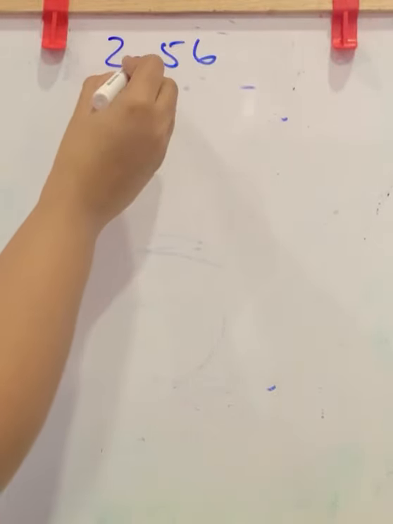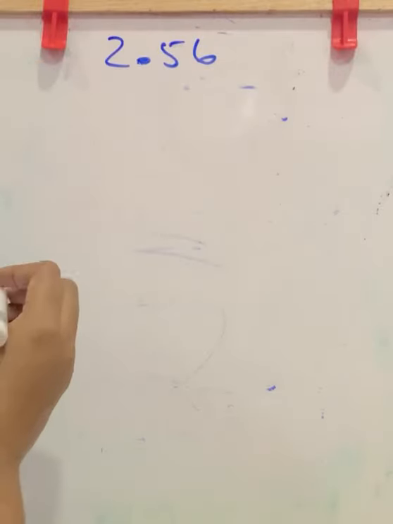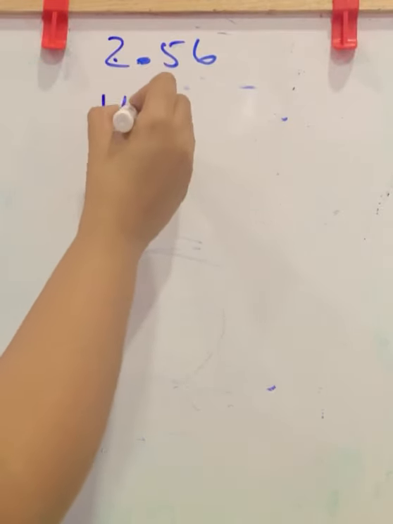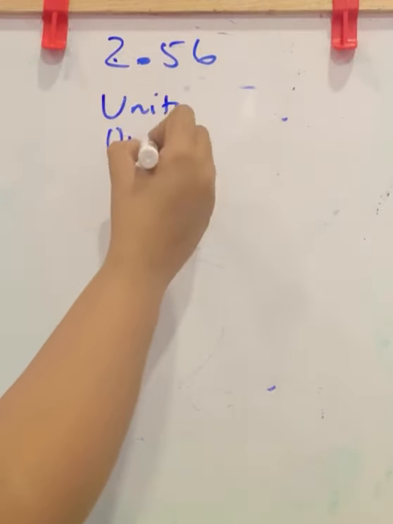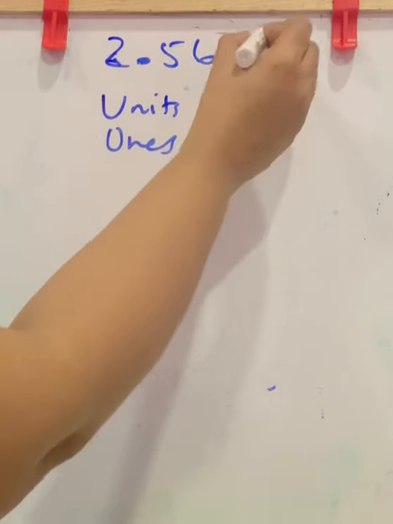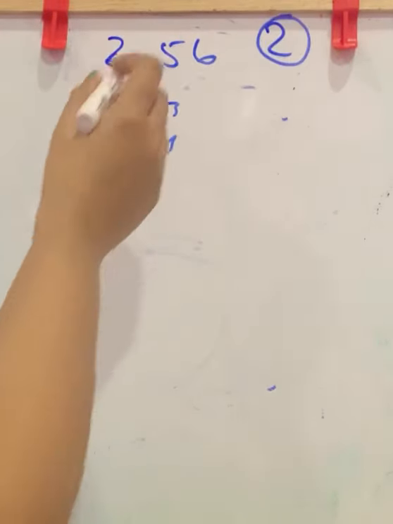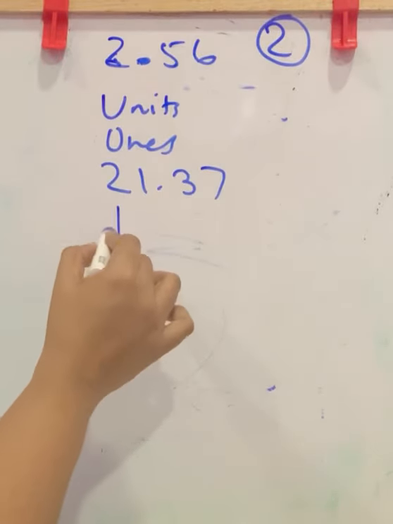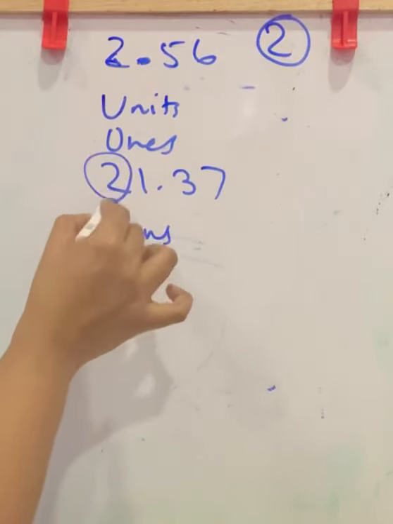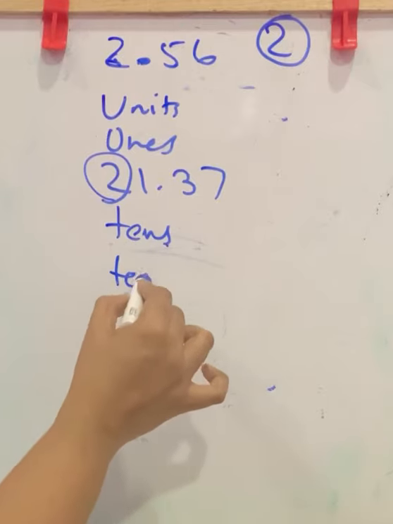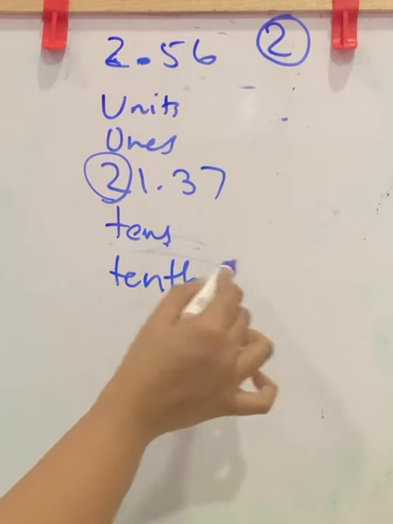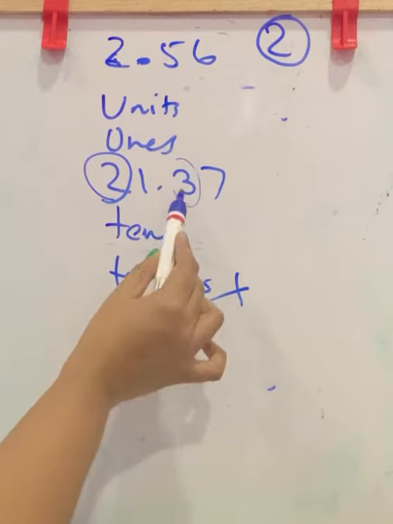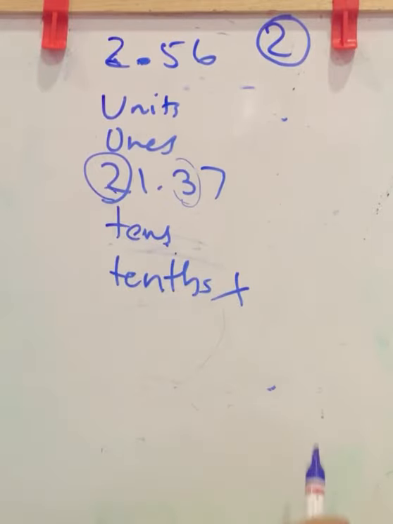2.56. What is the place value here? This is ones value, units place or ones place. Both we can say. We want to find the place value of 2 in each number. Next is 21.37. This is tens place. Here 2 is in tens place. Don't write it as tenths. It is wrong. That position is this one. This is tens place.